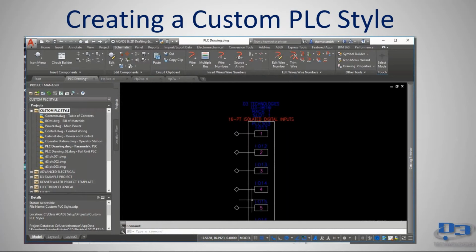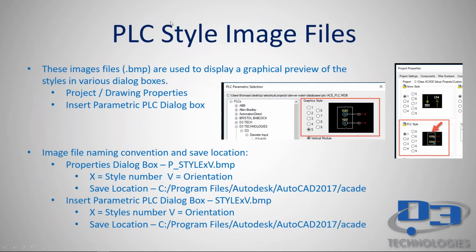So there's a second step to creating the styles if you want to represent your custom style visually in your dialog boxes. Step 1 is creating all the necessary blocks to be utilized in the database, and then step 2 is going to be defining your image files. When it comes to defining a PLC image for your custom styles, you're going to use BMP files, and these are going to be used, again, as I mentioned, in 2 locations.